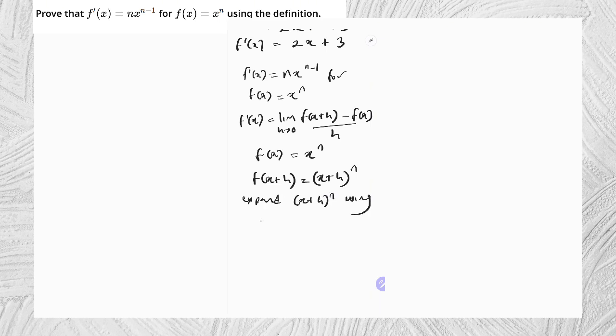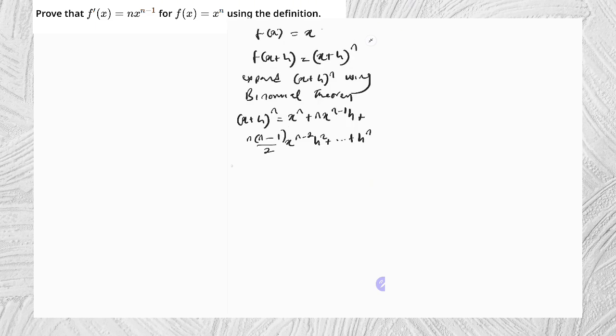Now, if we expand (x + h) raised to power n using the binomial theorem, we get (x + h) raised to n equals x raised to n plus n x to the n minus 1 times h plus n times (n minus 1) divided by 2 times x raised to n minus 2 times h squared plus and so on up to plus h raised to power n.